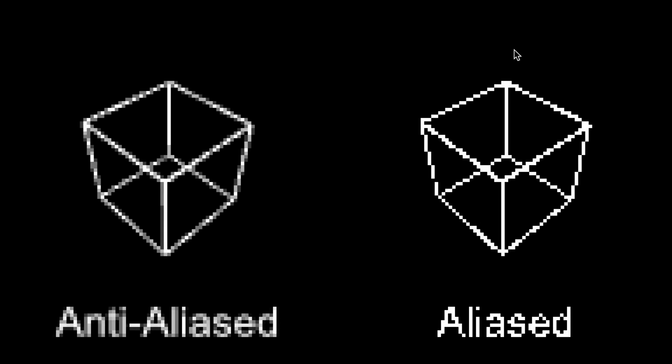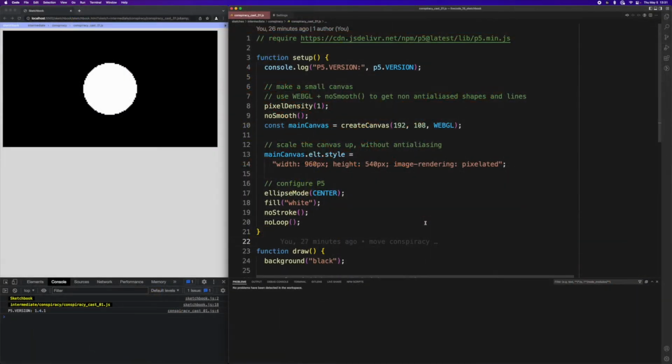P5 normally uses anti-aliasing to draw lines and shapes, but I don't want anti-aliasing, I want pixelated. I'm making a low resolution image, so anti-aliasing is just going to blur it all out. I like it much better without anti-aliasing. This setup function creates a canvas that won't have anti-aliased shapes. To set that up, we start with pixel density 1, no smooth, before we create our canvas.